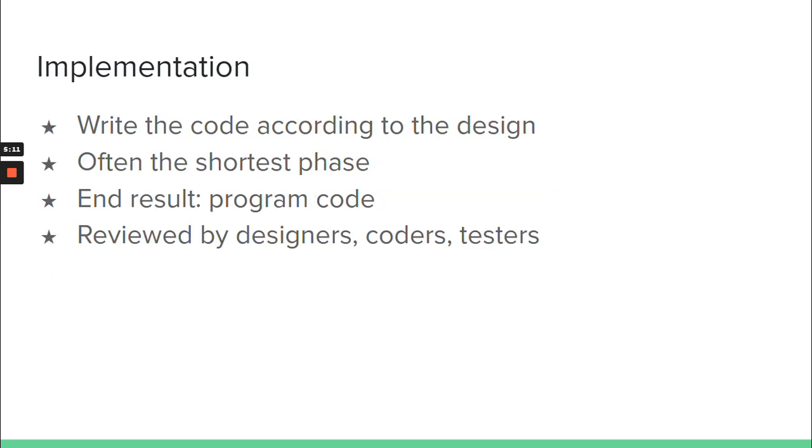Once that moves on, we move into the implementation phase. Implementation is where you really do the work finally, the coding work. It's usually the shortest phase. The end result is the program or the code that does the intended function. It's reviewed by the designers, the coders, and the testers. The testers are the ones that are going to try to break it.